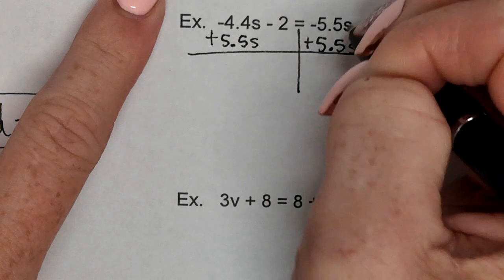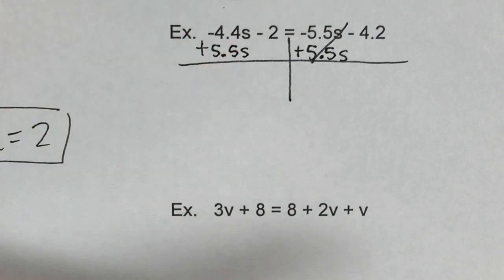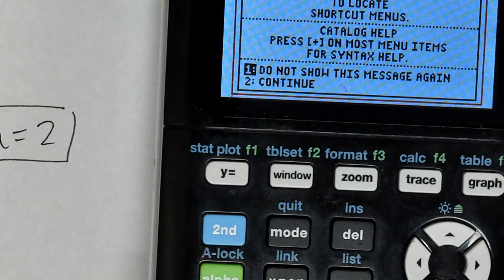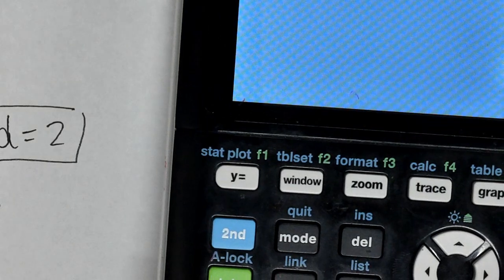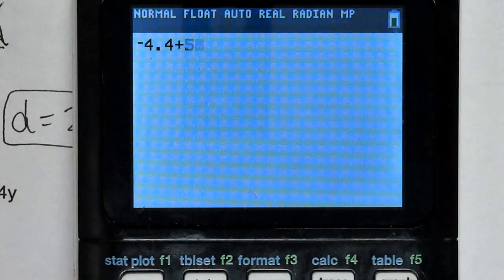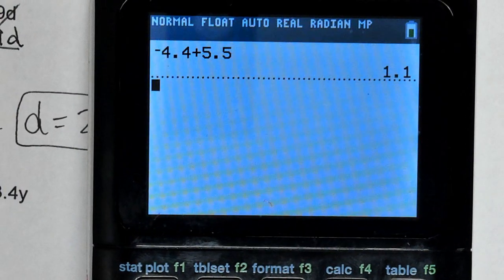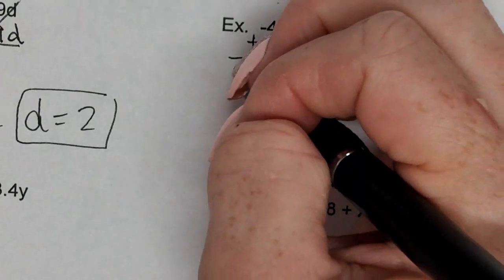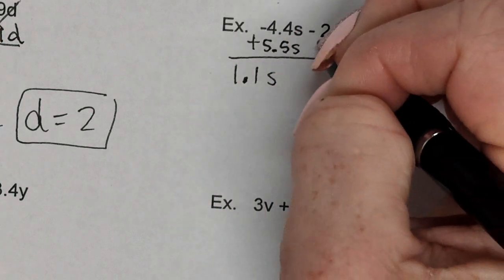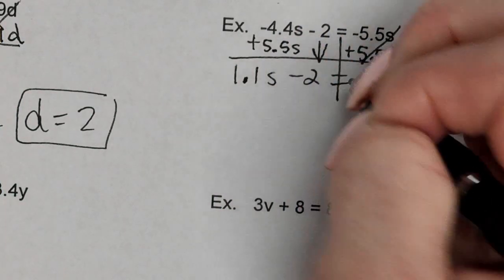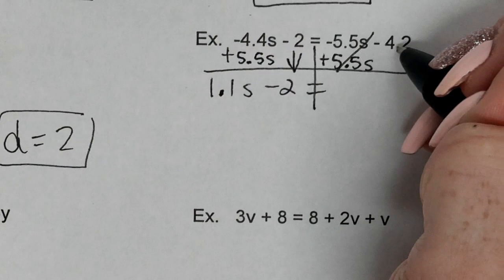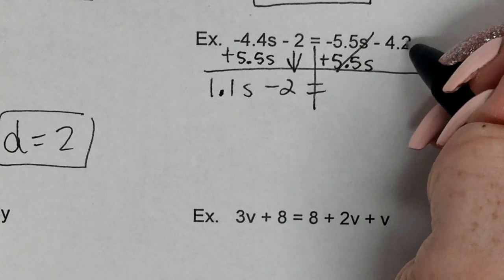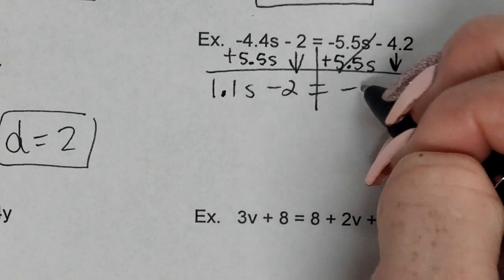And I'm going to need my calculator for this one. So I need negative 4.4 plus 5.5. Did y'all get 1.1? So I have 1.1s. Bring down my minus 2 equals, what value does this 4.2 have? A negative 4.2.